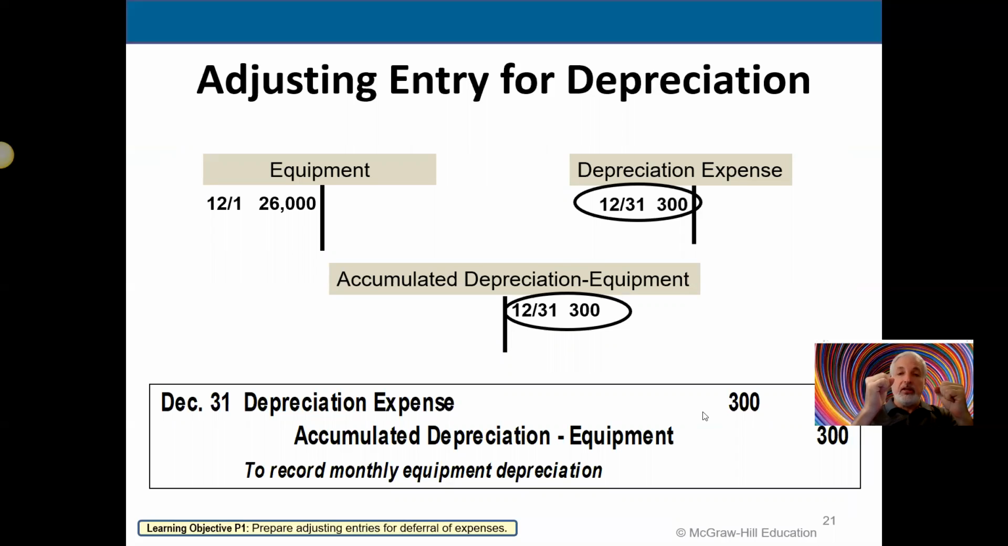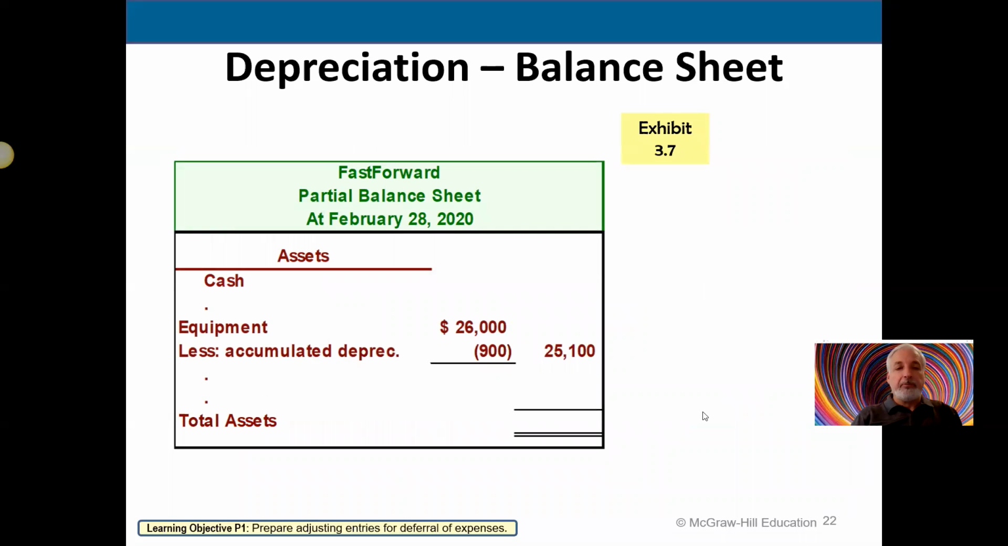Even though it's an asset, as I said, it's a contra asset. And we will have contra liability accounts, contra equity accounts, contra revenue accounts. Revenue has a credit balance, so we're going to have a contra revenue, maybe returns and allowances, sales discounts. Those are going to offset the sales revenue and reduce the net sales. We'll talk about that when we get there in later chapters. All right, so what just happened? We have equipment less accumulated depreciation. Our net book value of this equipment right now is $25,100.